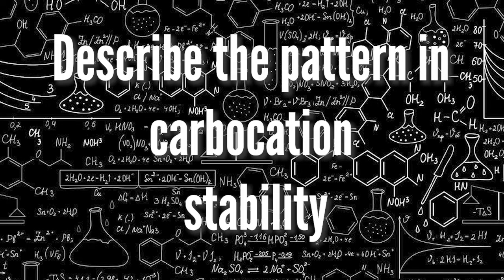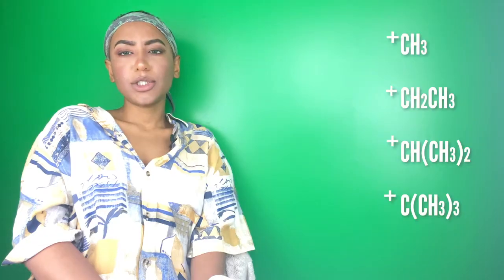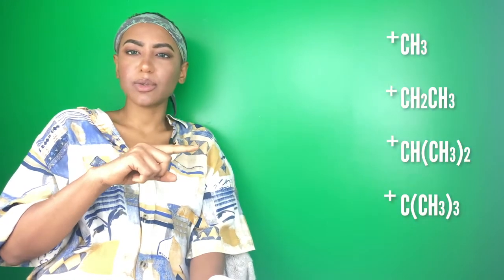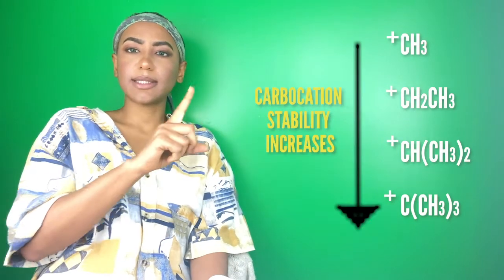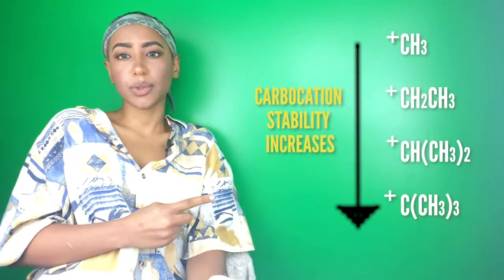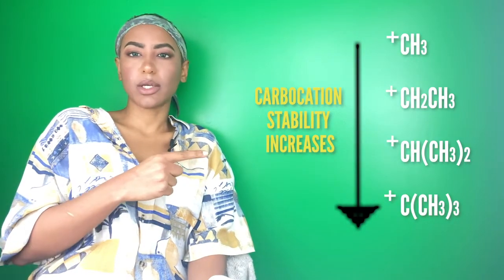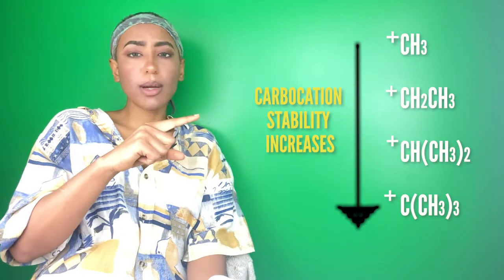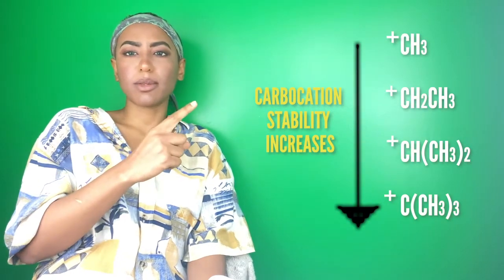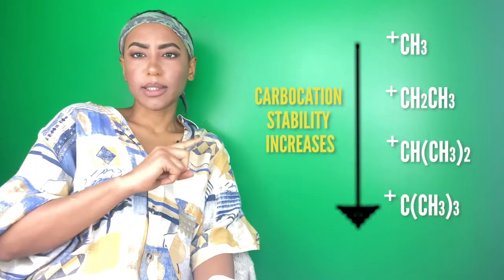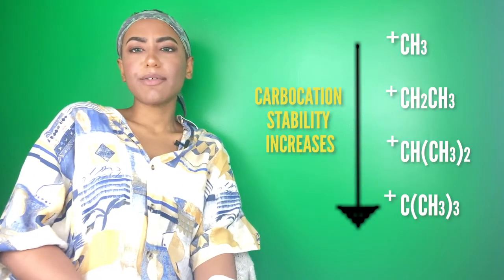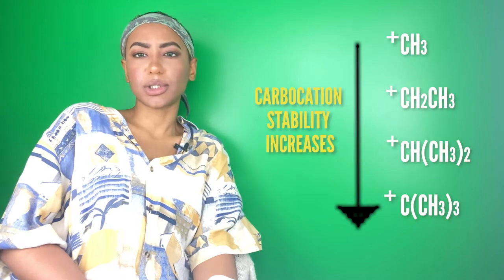28. Describe and explain patterns in carbocation stability. As you go from methyl to primary to secondary and down to tertiary carbocations, the stability increases. So a tertiary carbocation will be more stable than a secondary carbocation, which will be more stable than a primary carbocation, which is more stable than a methyl carbocation. As you go down from a methyl carbocation to a tertiary carbocation, the amount of atoms attached to that positively charged carbon increases. More atoms means more electrons to help disperse that positive charge, and the result is a lower energy, more stable carbocation.